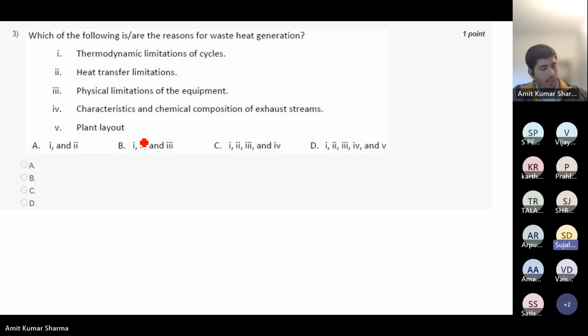Excuse me, sir. Can you please move the pointer because I am not able to see the B option. Thank you, sir. Okay.